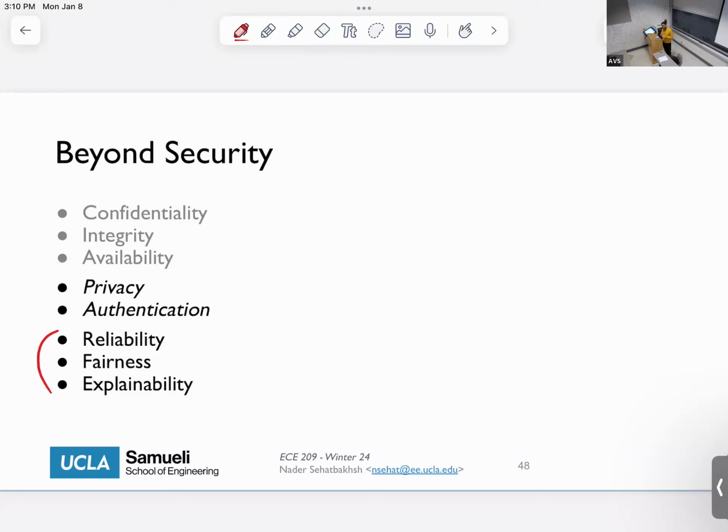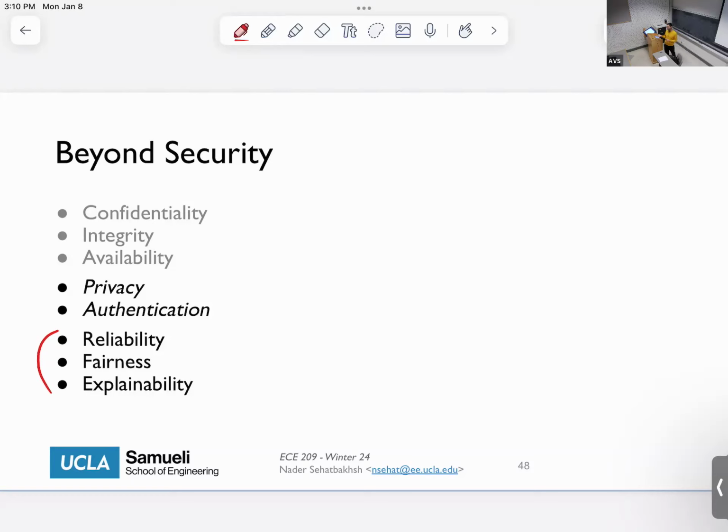Another important thing is fairness. Fairness here means that we're providing service in some fair manner, and fair is a very open-ended and high-level concept. You can define fair in various different cases. So you want your system to be reliable, you want it to be secure, and you want it to be fair as well. Again, it's a topic very close to security, but it's not security. And then finally, explainability.